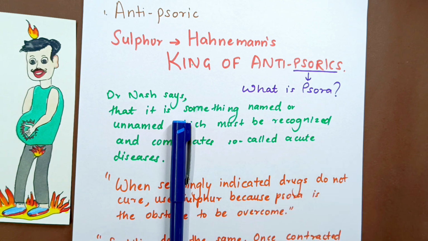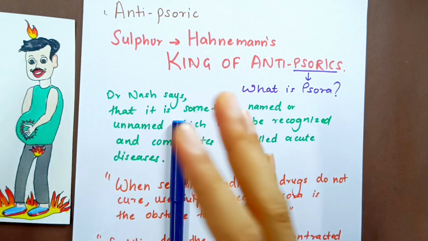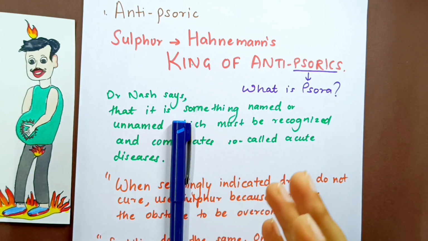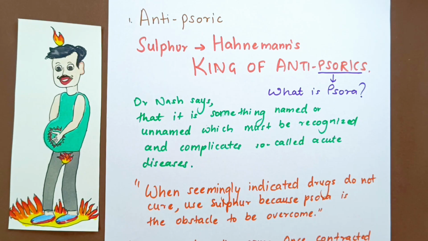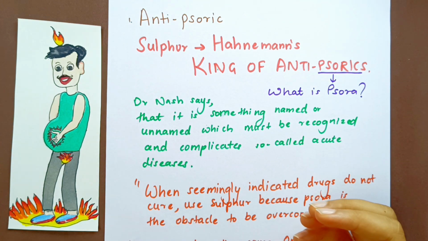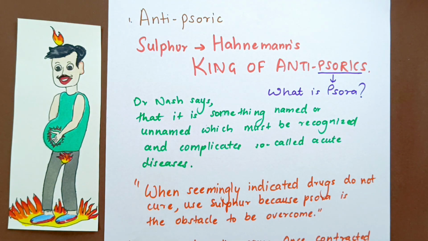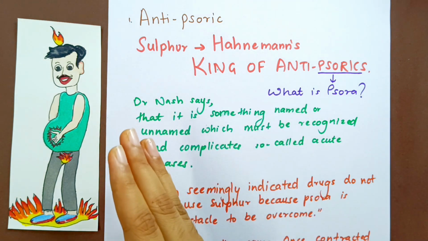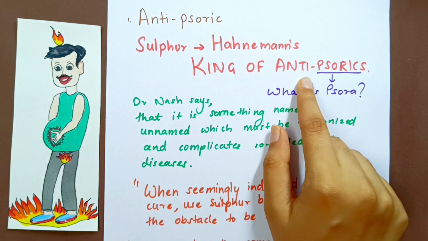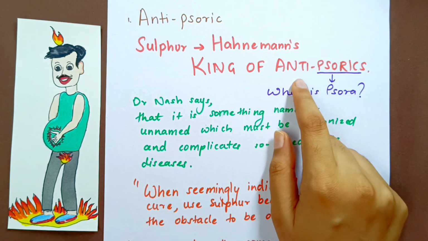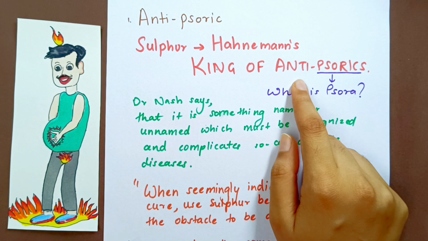Before starting, I would like to tell you that this diagram, or this drawing, actually represents sulfur, but we are going to study about it in due course, like what has been drawn to illustrate which symptom, and we will talk about that in due course in great detail. But right now, let's just focus on the anti-psoric topic, which Dr. Nash starts with. So sulfur is actually called the king of anti-psorics by Dr. Hahnemann, the founder himself. So it does mean something, right? It is the king of anti-psorics.